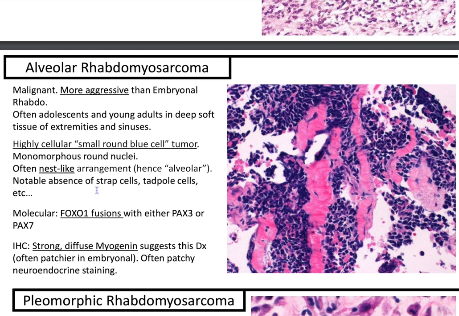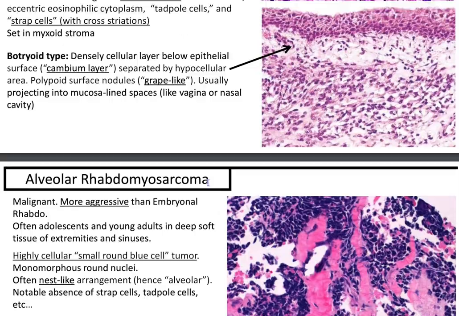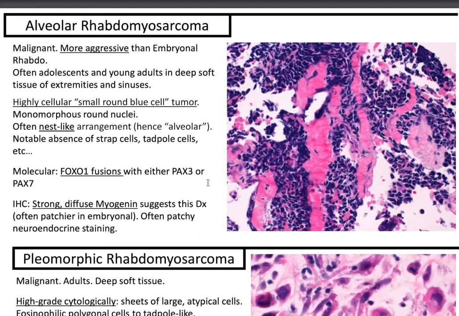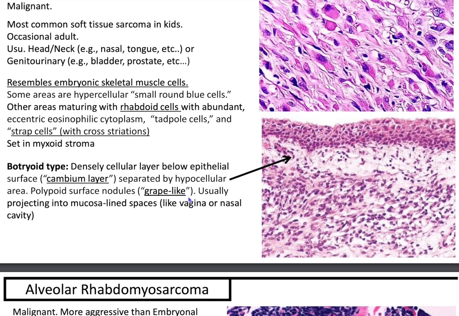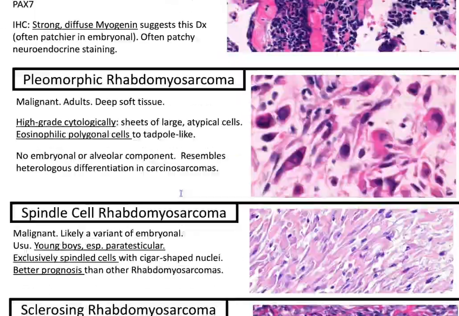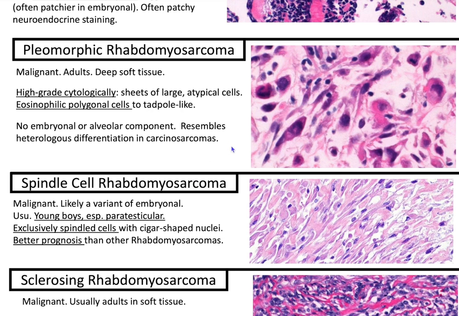Molecularly, this is defined by a FOXO1 fusion with either PAX3 or PAX7. And if that's the case, it has a worse prognosis than your embryonal rhabdomyosarcoma. If it doesn't have that fusion, then some studies say it has the same prognosis as embryonal. Pleomorphic rhabdomyosarcoma, this is malignant, but more commonly in adults in the deep soft tissue. You'll have high-grade cytologic atypia and eosinophilic polygonal to tadpole-like cells, no embryonal or alveolar component, and resembles heterologous differentiation in your carcinosarcomas.